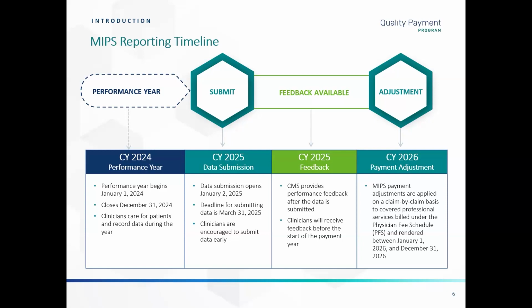Two years after the performance year, so that for 2024, that would be 2026. That is when the payment adjustments for 2024 will be applied. So you understand that we will update all of your claims that are paid through the Medicare physician fee schedule. And depending on what final score you achieve, you could either get a neutral payment adjustment, a positive payment adjustment, or a negative payment adjustment. And that would be applied to all your claims with dates of service in 2026. Next slide, please.